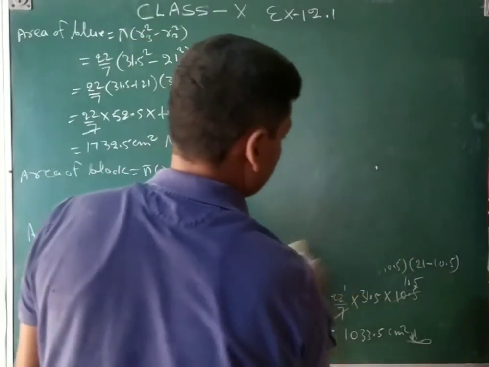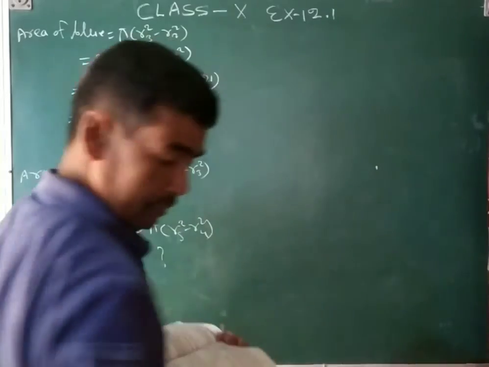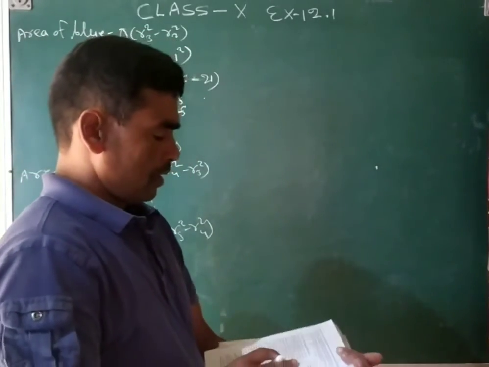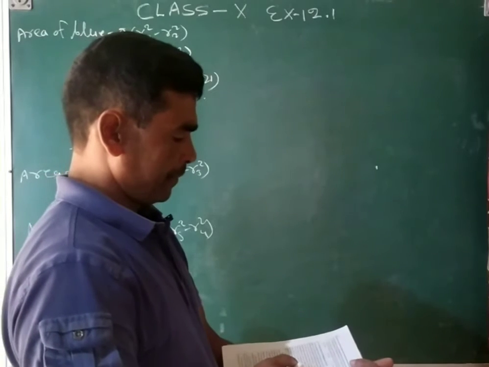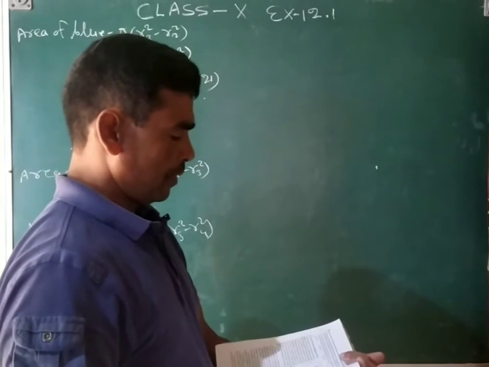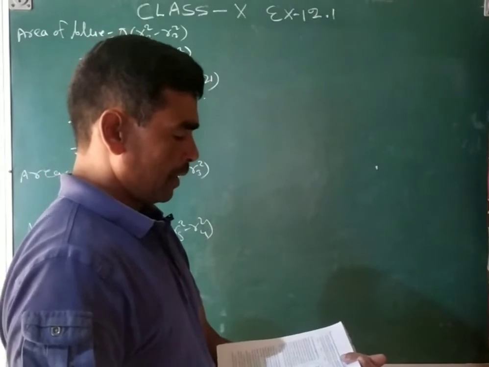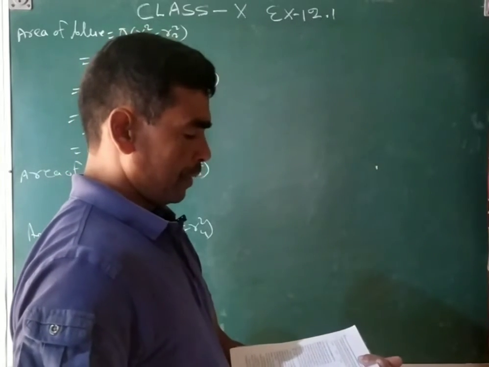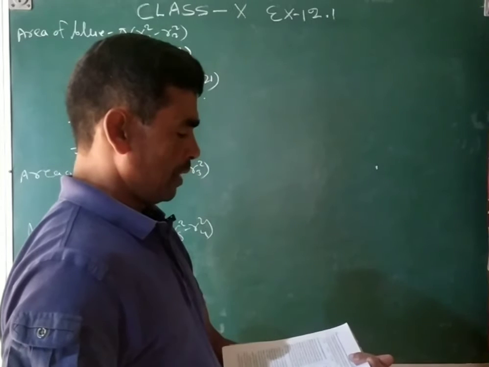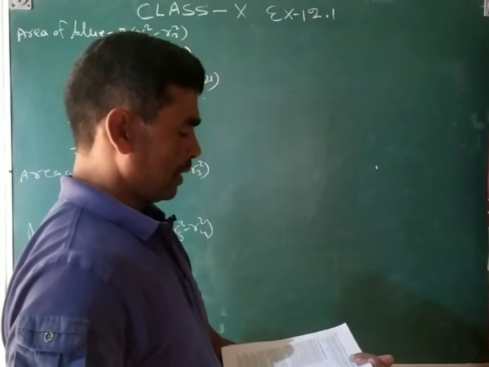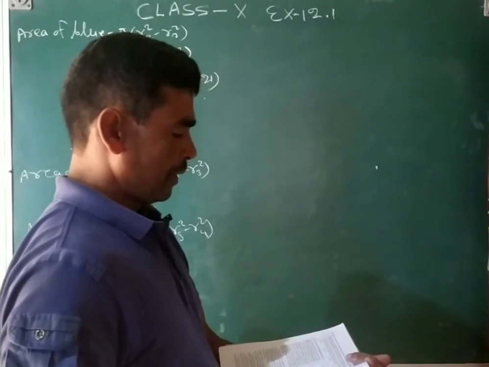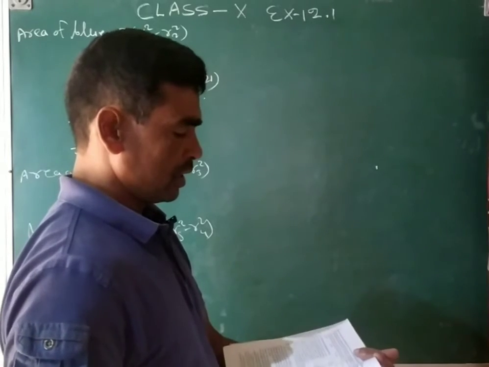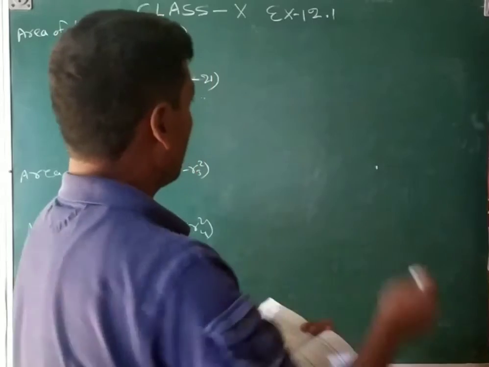What is question number 4? The wheel of a car of the diameter of 80 centimeter, so that is a diameter, how many complete revolutions does each wheel make in 10 minutes when the car is traveling at a speed of 66 km per hour?